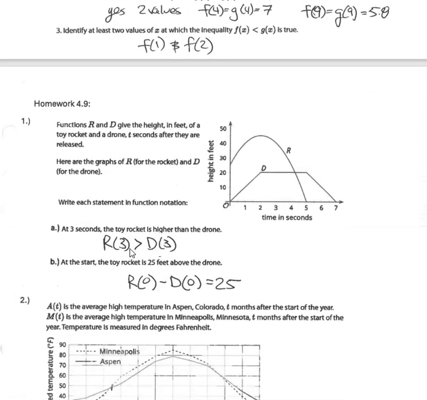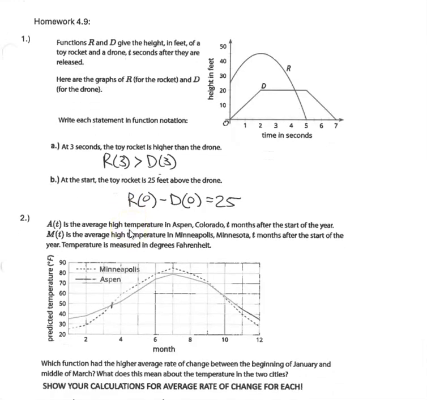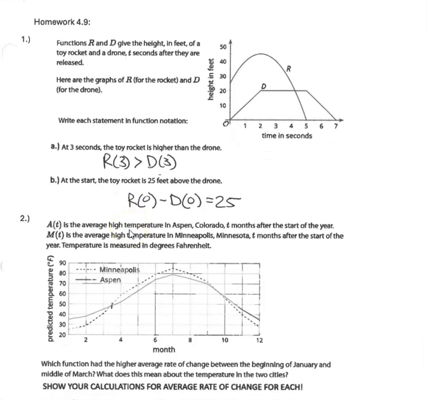Now for your homework here, you guys are supposed to be looking at these functions for R and D, given the height in feet of a toy rocket and a drone t seconds after they're released. You have your graph there. Here's the graph for R and D. Write a statement for each.